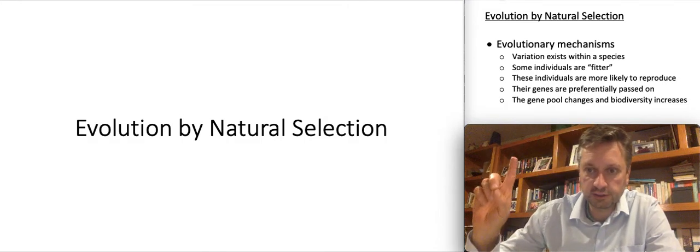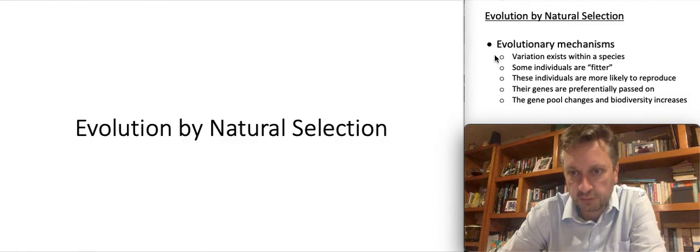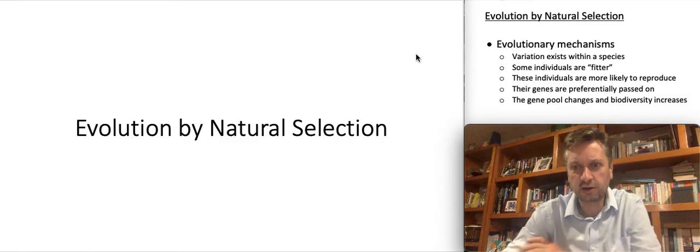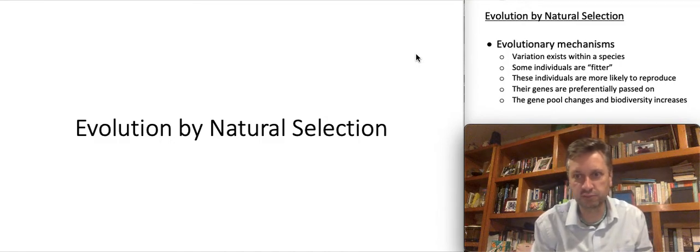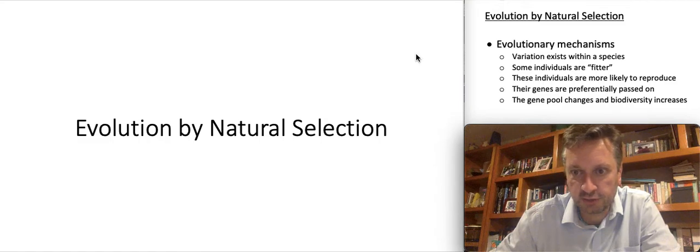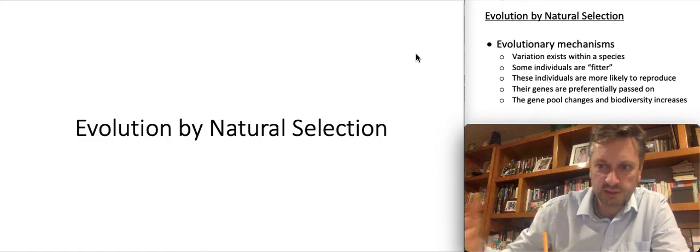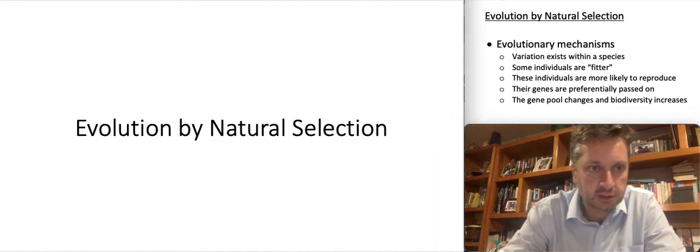As usual, you can see the key terms here. This will form the basis of this video. Basically, there are four mechanisms, and that results in changes to the gene pool and results in biodiversity increasing. I won't go into that yet because it's basically stated explicitly in the syllabus, which we'll take a quick look at.